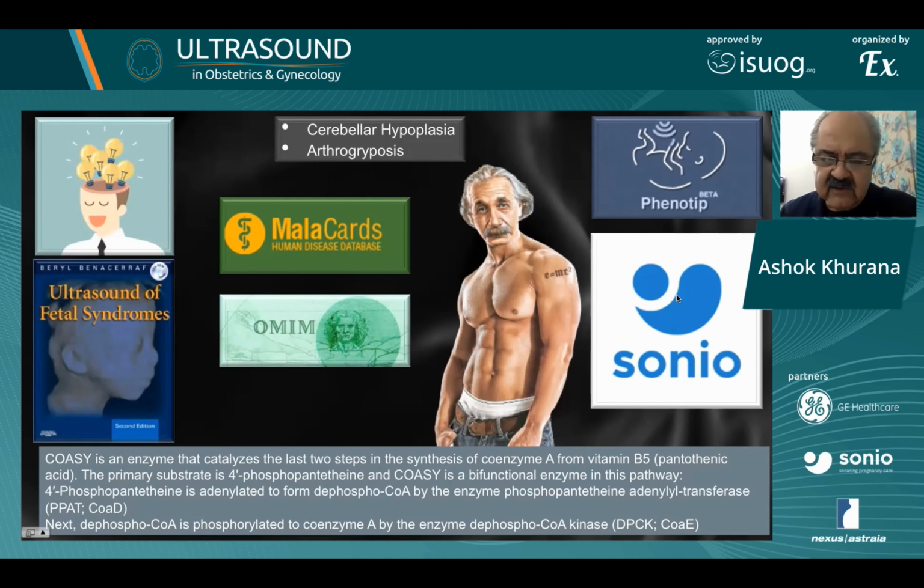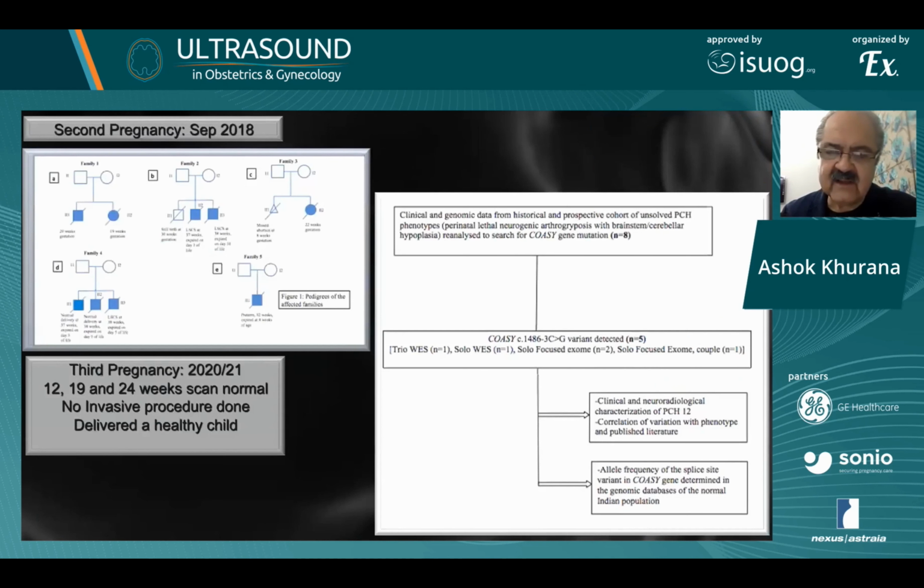It told us that, yes, this could be a defect in the CoA synthetase enzyme that catalyzes the last steps in the synthesis of coenzyme A from vitamin B5. And sure enough, this yielded a defect in exactly that enzyme, a mutation. We then went on, of course, to do a whole case series. We found 8 cases in 5 families and published them very recently. So that was a good job done, starting with a simple ultrasound phenotype.